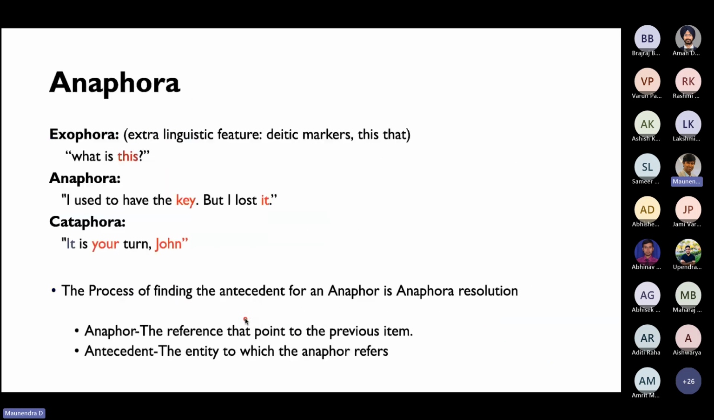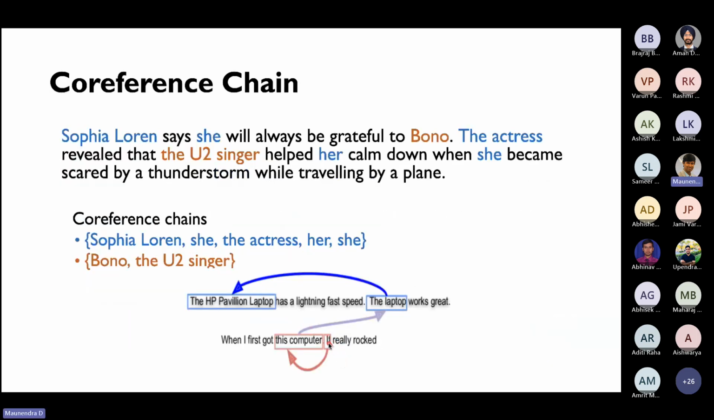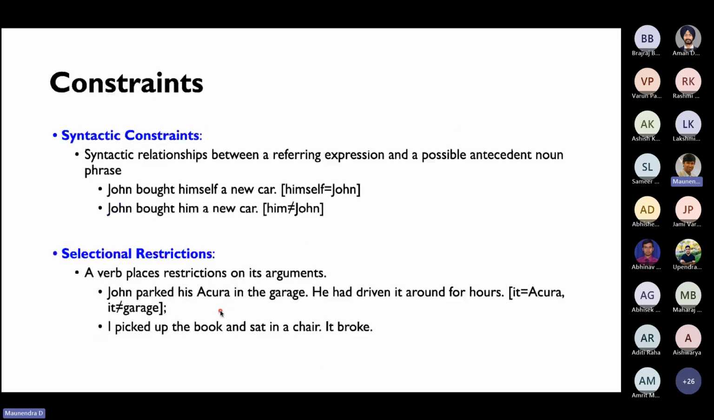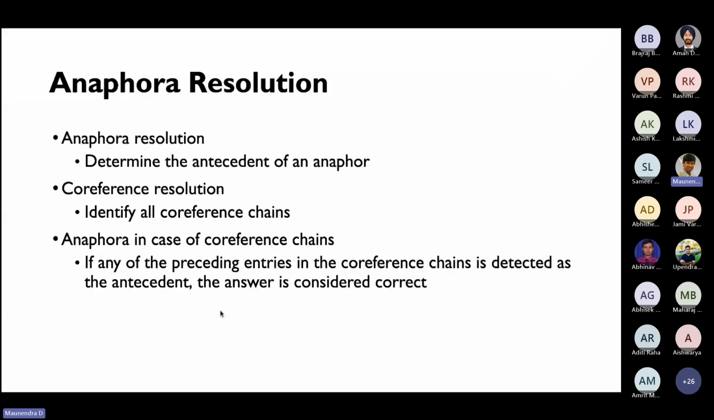So from one word we can go to another word. Here too we can go to another word. So if we see that these two are correct mention pairs, these two are correct mention pairs, then by transitivity we can assume all of them refer to the same entity and they belong to the same co-reference chain. So this is what the sentence means: if any of the preceding entries in the co-reference chain is detected as the antecedent, the answer is considered correct.